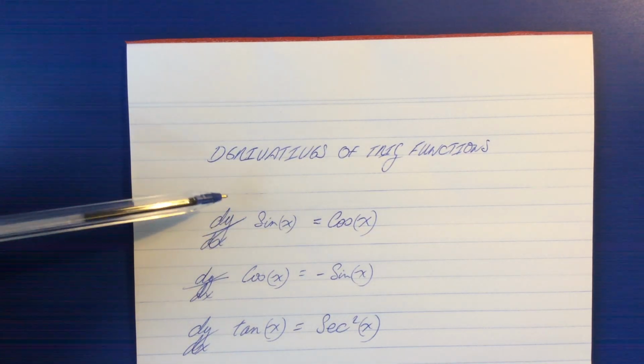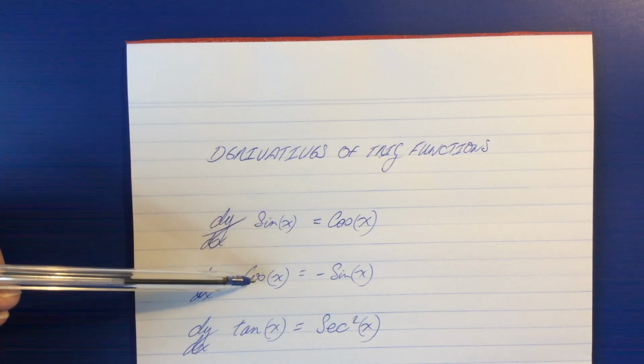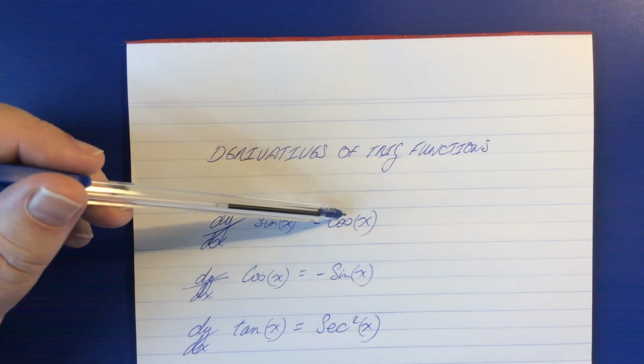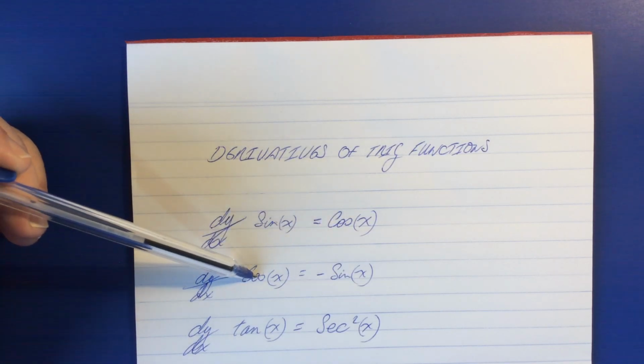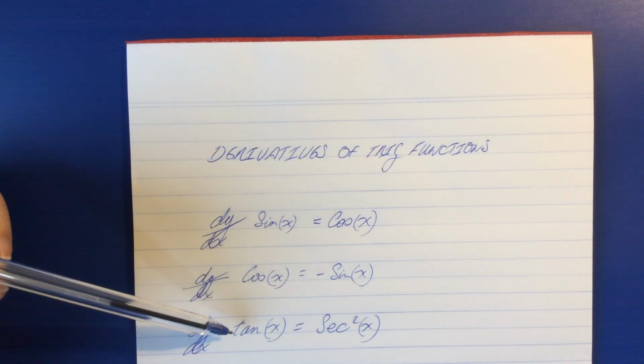So the really common ones are when you're asked to find the derivative of a sine or a cosine. The derivative of a sine is a cosine. So the derivative of sine x is cos x. The derivative of cos x is negative sine x. This is where it gets exciting.